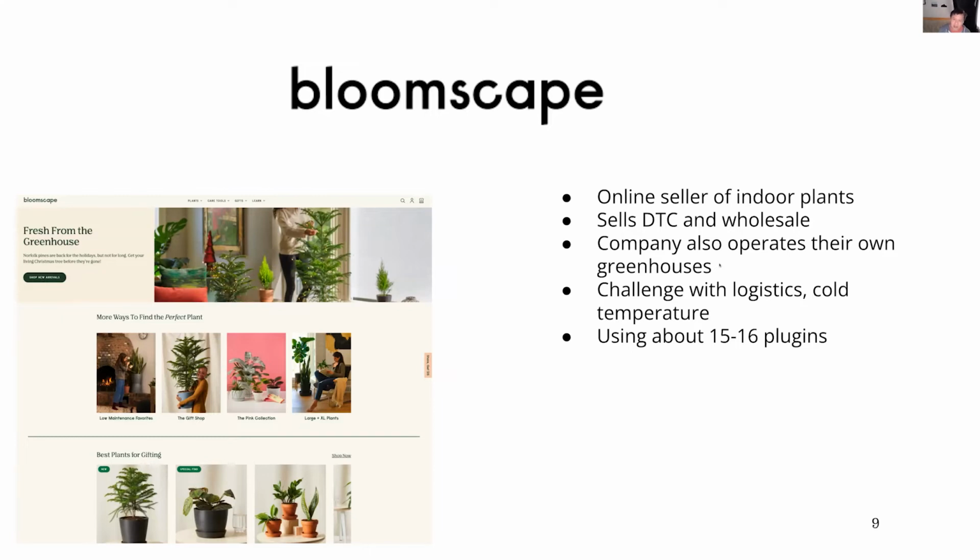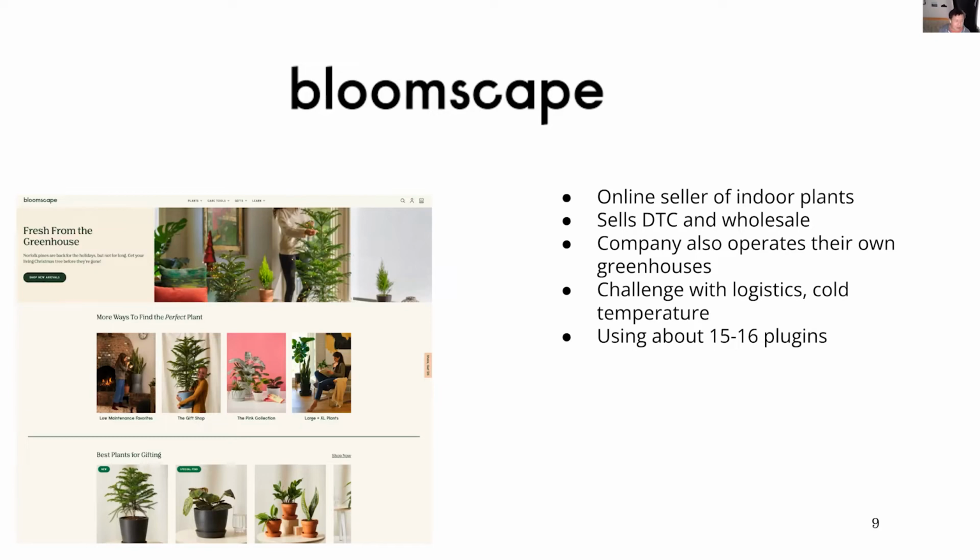So the key for them is, because plants are perishable and they need to be shipped a certain way, and they're shipping from Michigan where the weather is cold, logistics is a challenge. So they really need to have a tight logistics system and to be able to have a smooth process from when the order is placed to actually shipping from the greenhouse. And they're doing all of that in Woo.